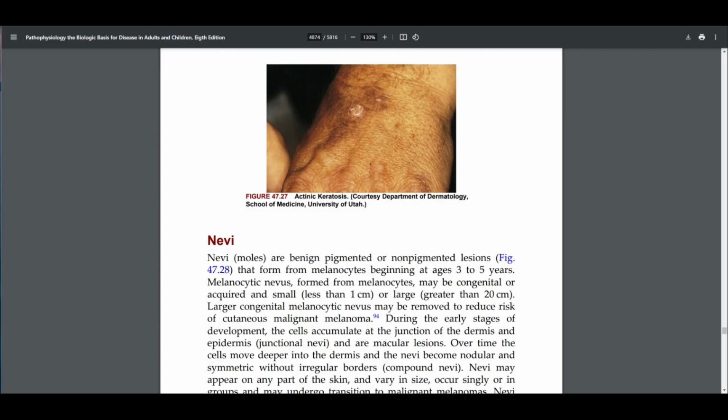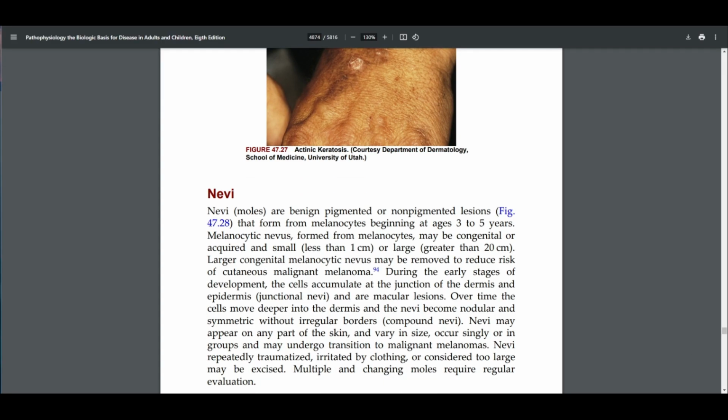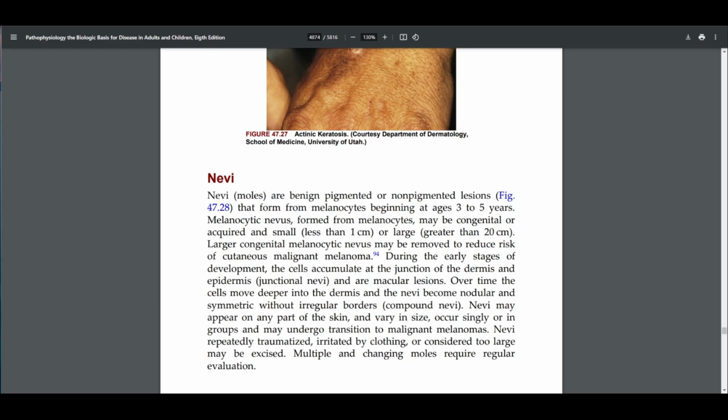Nevi. Nevi, or moles, are benign pigmented or non-pigmented lesions that form from melanocytes beginning at ages 3 to 5 years. Melanocytic nevus, formed from melanocytes, may be congenital or acquired and small, or large. Larger congenital melanocytic nevus may be removed to reduce risk of cutaneous malignant melanoma.